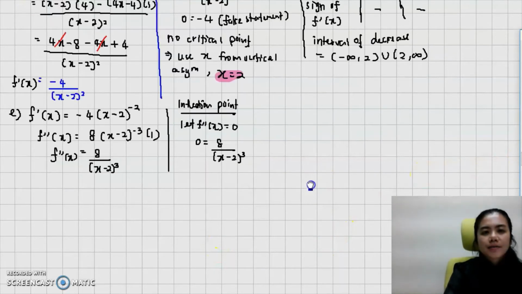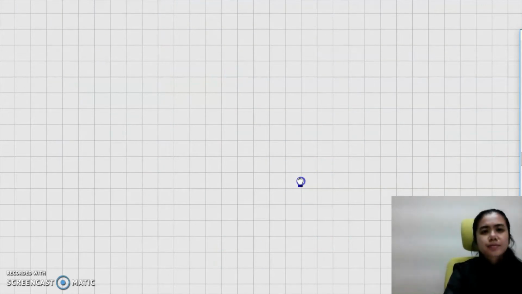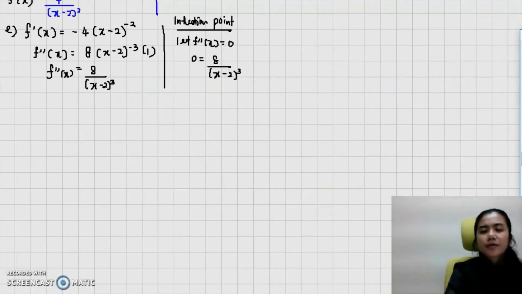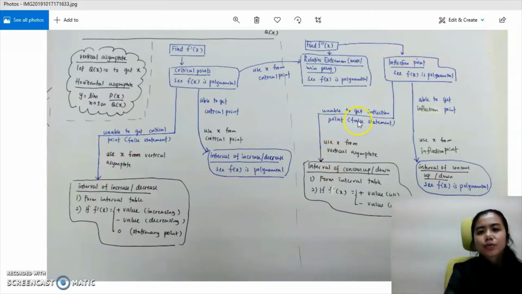And we will have a false statement also. So we have 0 equal to 8, that is a false statement. So if you have a false statement, that means that you have no inflection point. So if you have no inflection point, I say what? It says that you have no inflection point.